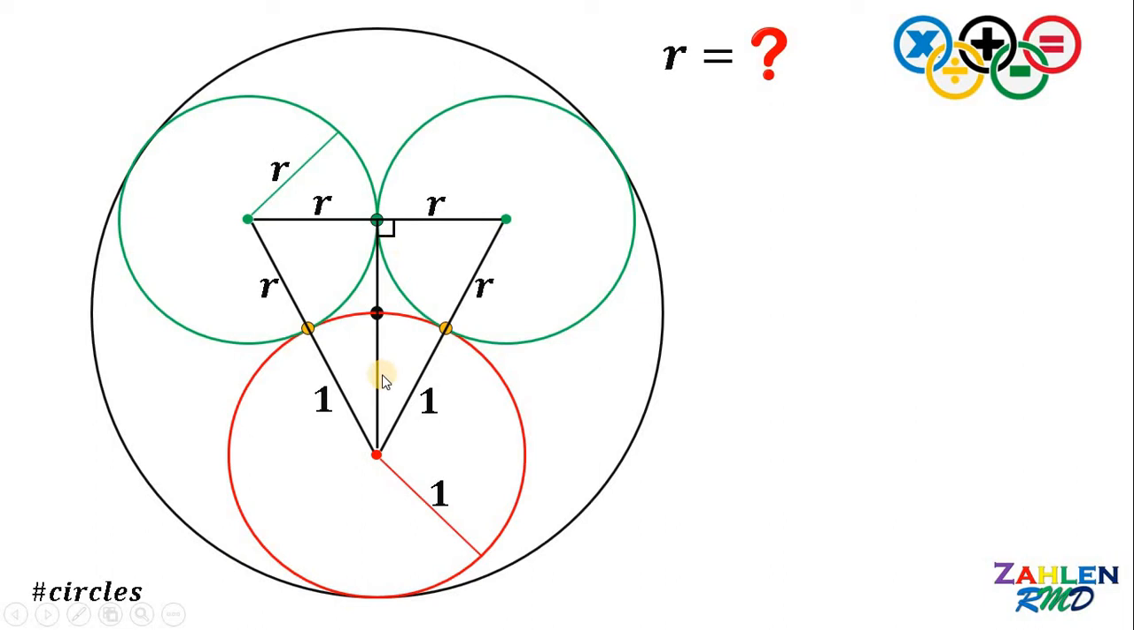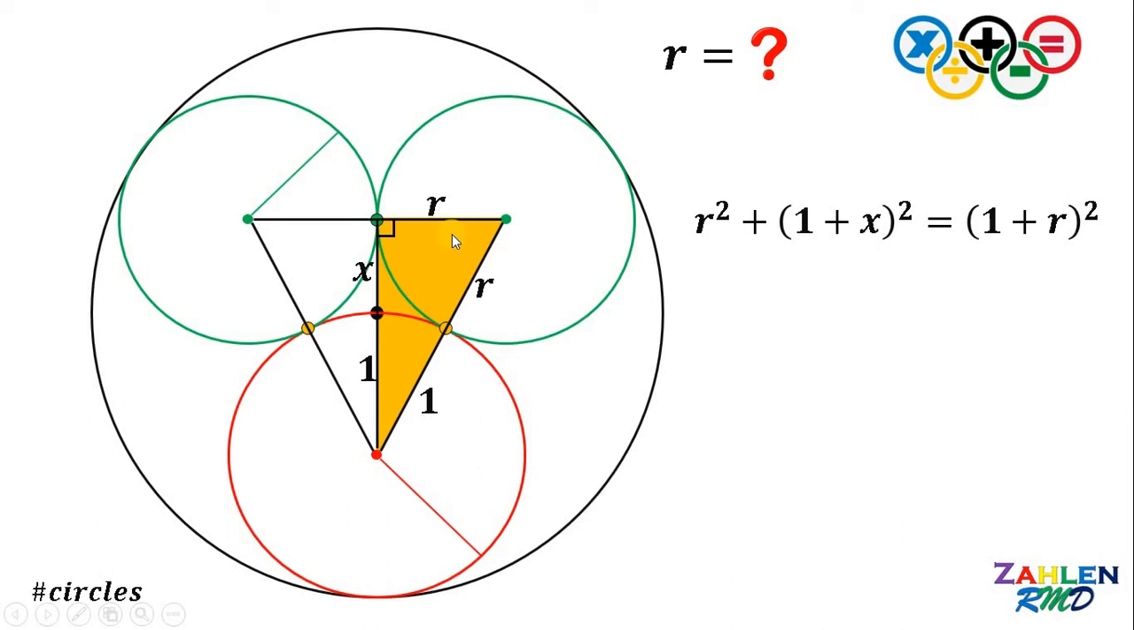Now this part of the height of the triangle measures 1. The reason is it is also the radius of this red circle. And the remaining segment of the height of this triangle, let's call this as x. Now let's consider this right triangle. Now since we have a right triangle, we can use the Pythagorean Theorem. So we have r squared plus (1 plus x) squared equals (1 plus r) squared.